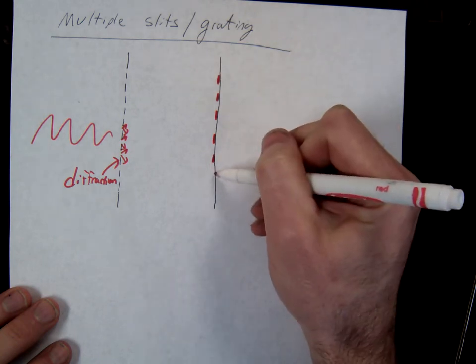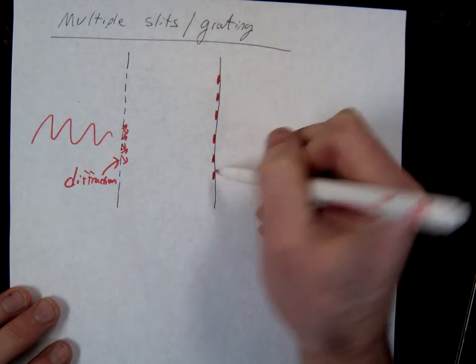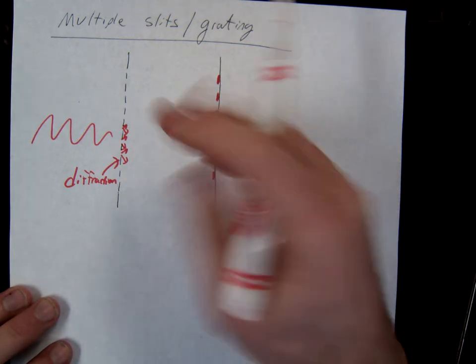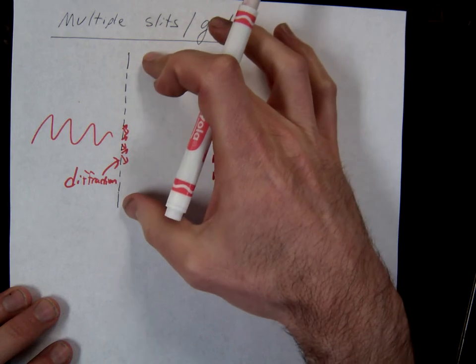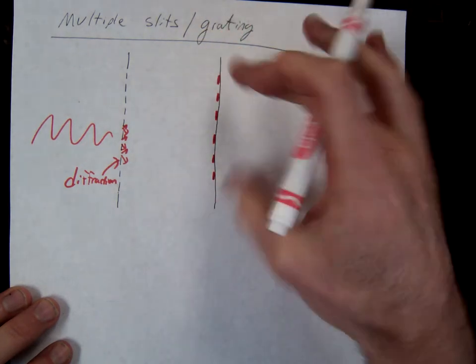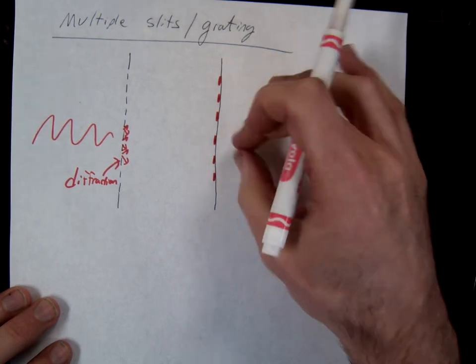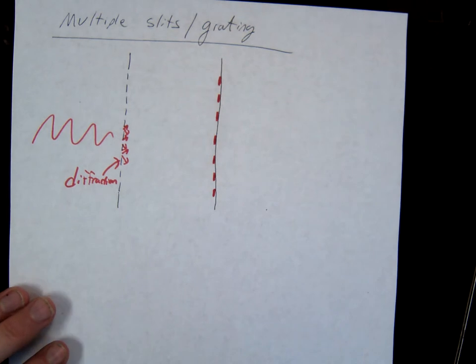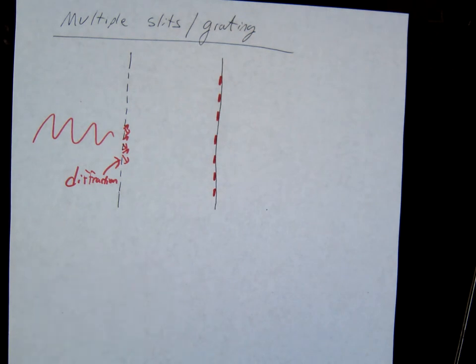Now it is important to understand that these bright spots do not correspond to the openings in the grating. In fact, the closer the spacing of the openings, the wider the spacing of these points back here. The fringes spread out. So this would be the pattern that we get over here.